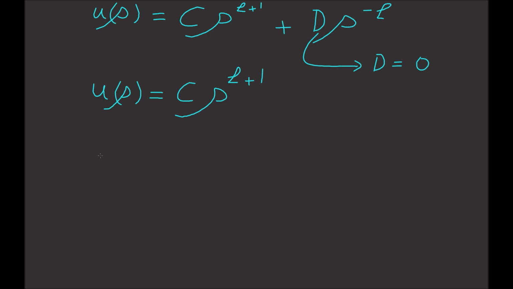So let's assume this function. Let's assume the solution u of rho equals rho to the L plus 1. Ignore the constants. These are just normalization constants. This is the zero behavior. And we have the infinite behavior. It's e to the minus rho. And we're going to introduce a new function, nu of rho, that's going to take care of the rest. Let's call this equation number 23.